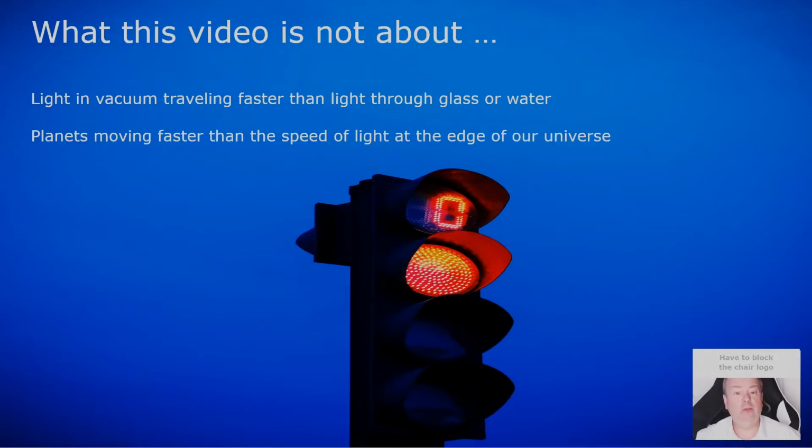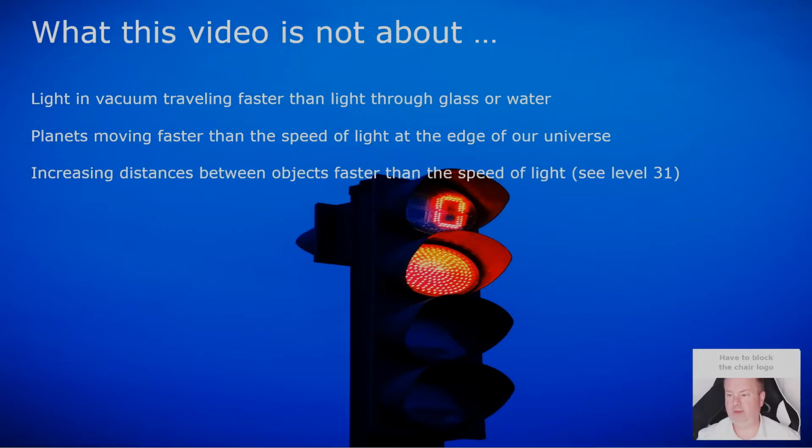I'm also not going to talk about planets that are moving away from us faster than the speed of light. Why? Because it's not actually the traveling, it's space itself that is stretching. And in special relativity, we will not stretch space-time. So therefore, we're not going to talk about this.